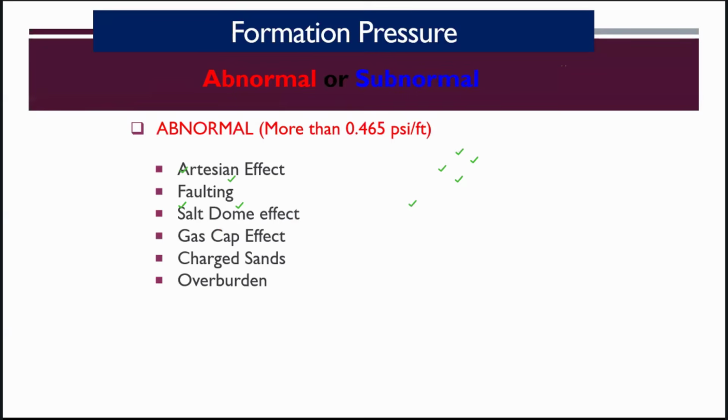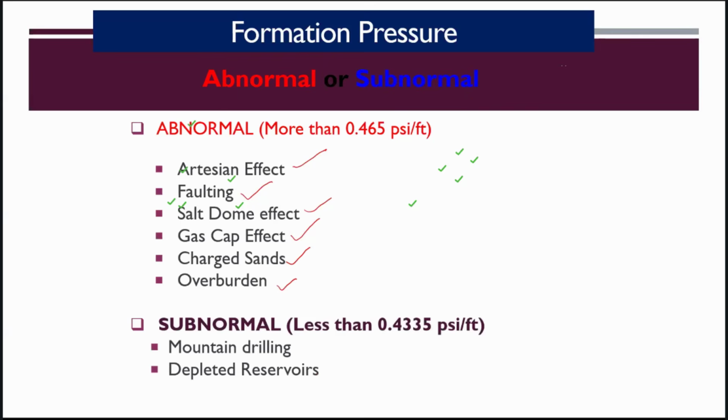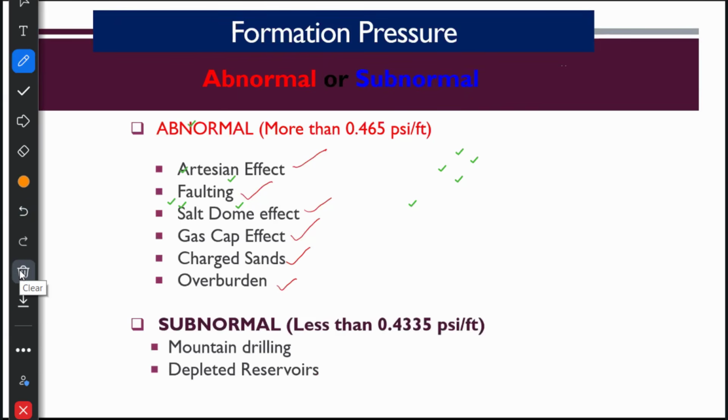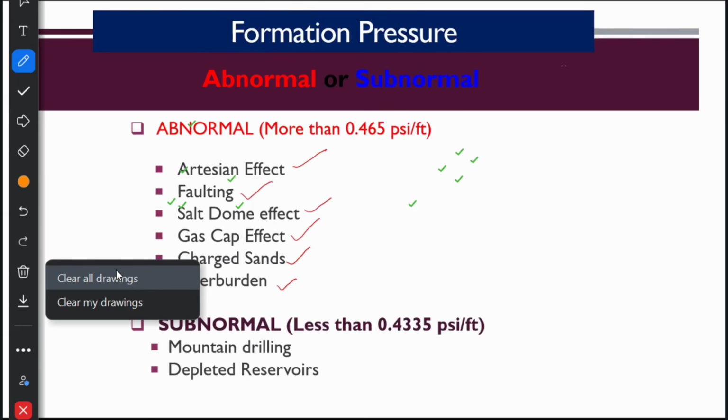Now let's see a little bit how your formation can become abnormal or subnormal. There are various effects happening in the formation which can lead to it becoming abnormal. Effects such as the artesian effect, faulting, salt dome effect, gas cap effect, charred sand, and overburden. Let's see them one by one. And for subnormal, we have mountain drilling or depleted reservoir.